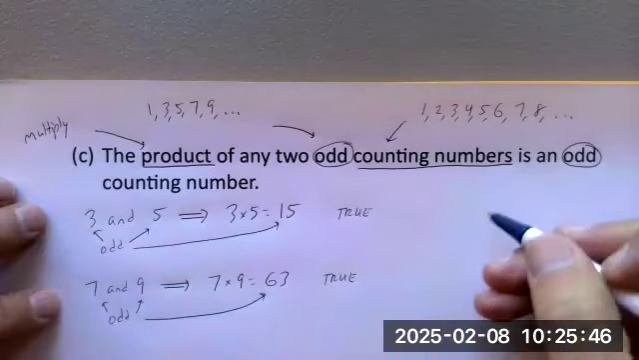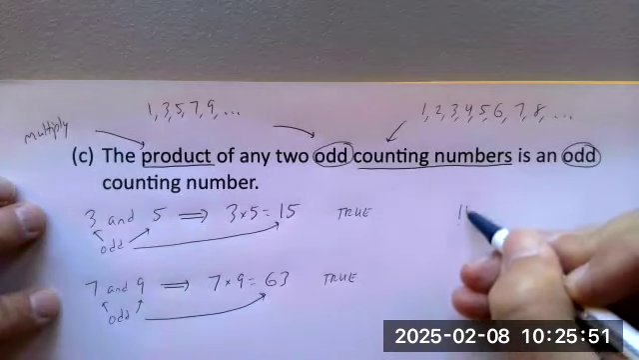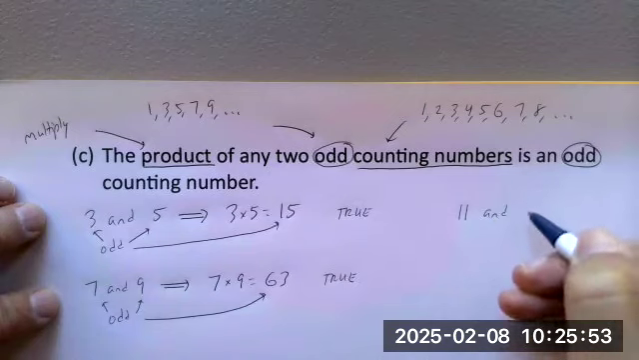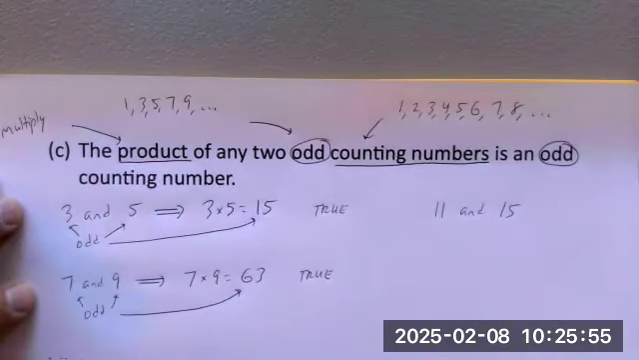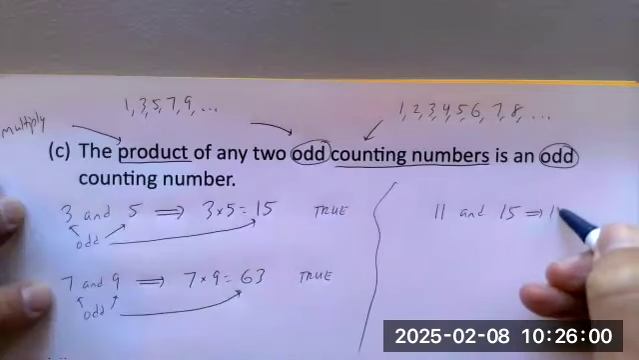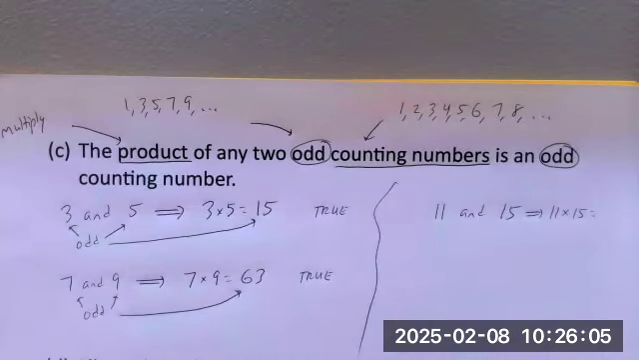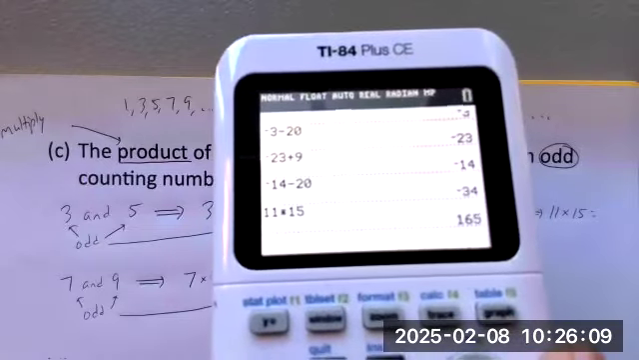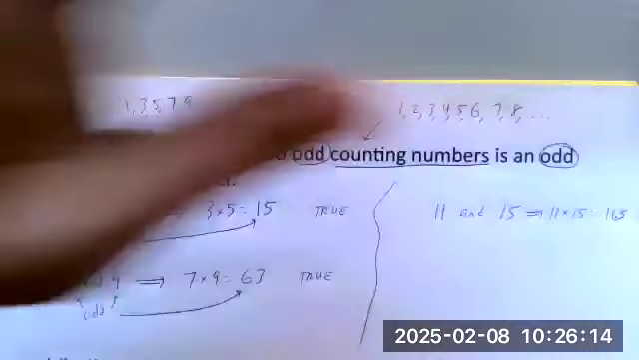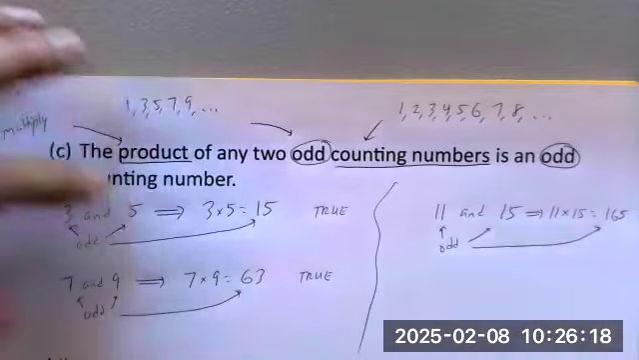Let's do another one. I'm just going to take 11 and 15. Those are a couple of random odd numbers. If I were to multiply 11 times 15, what do we get? I'm getting 165, which is odd, right? We started with two odd numbers. We ended up with an odd number.